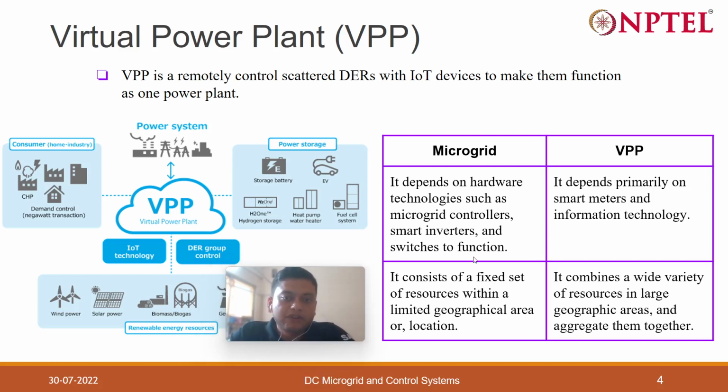If you see the difference between virtual power plant and microgrid, basically microgrid depends on the hardware technology such as microgrid controllers, smart inverters and switches to function. Whereas virtual power plant depends primarily on the smart meters and information technology. So this is the major difference we can see here. And microgrid also consists of a fixed set of resources within a limited geographical area, whereas virtual power plant combines a wide variety of resources in large geographical areas and aggregates them together.